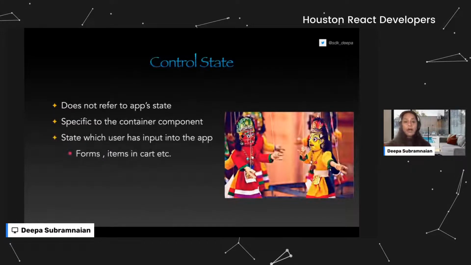So now, control state. What is control state? On the contrary, this has nothing to do with your app. It is specific to a container component, and it is a state where the user has input into the app and it is just waiting. For example, you add an item to the cart, or you're trying to fill in a form, something like that. So this is called control state.